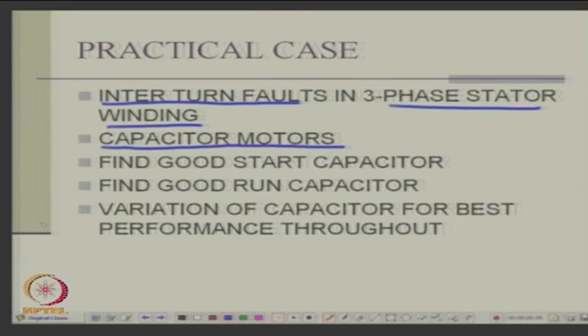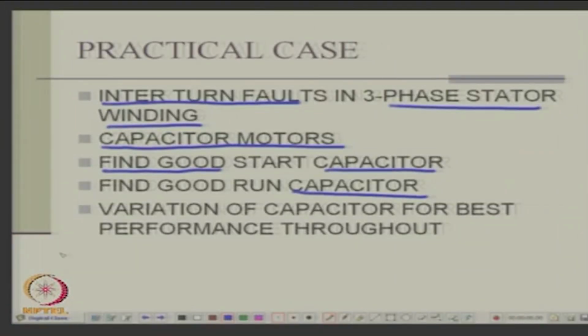That is, the two windings are asymmetrical, but having a capacitor. And how do you choose the capacitor? I give you a motor, you have to fix the capacitor. So, what value do you choose? What is the criteria for choosing the capacitor? It should give a good starting torque, is it not? So, you have to choose a capacitor which gives a good starting torque, but that capacitor will not give you a good running torque. So, you have to find a good running capacitor.